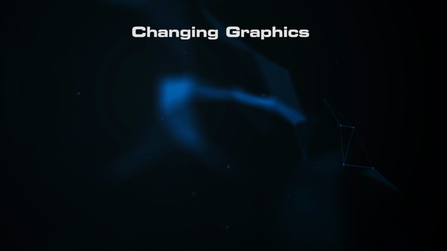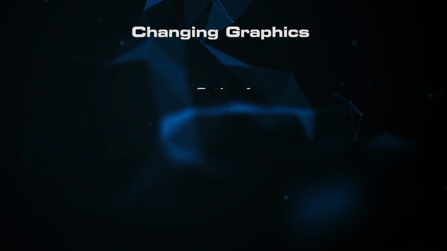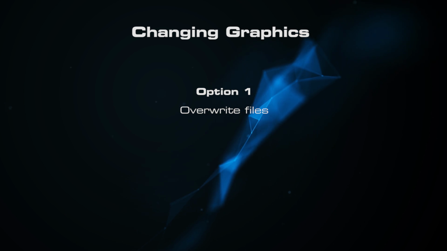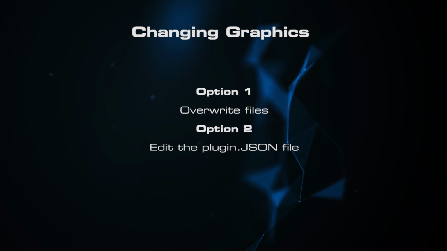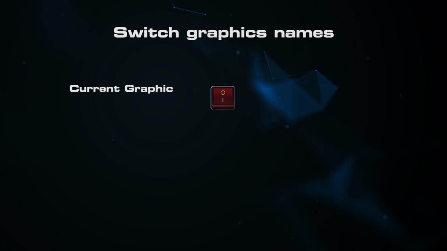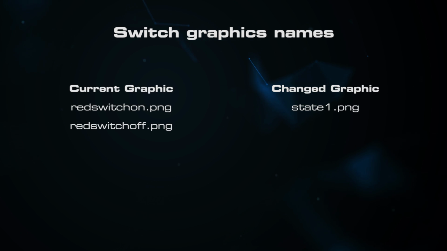There are two ways to change the graphics of these toggle controls. One way is just to overwrite the graphics in the resource folder. And the second one is changing the code in the plugin.json file. For this tutorial, we'll be changing the graphics of this red switch to the state switch graphic.